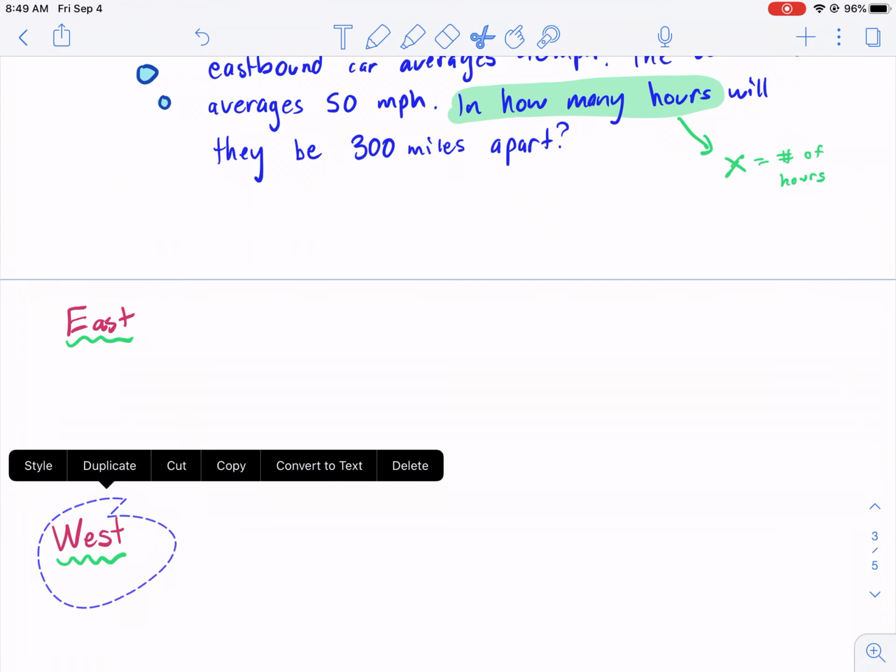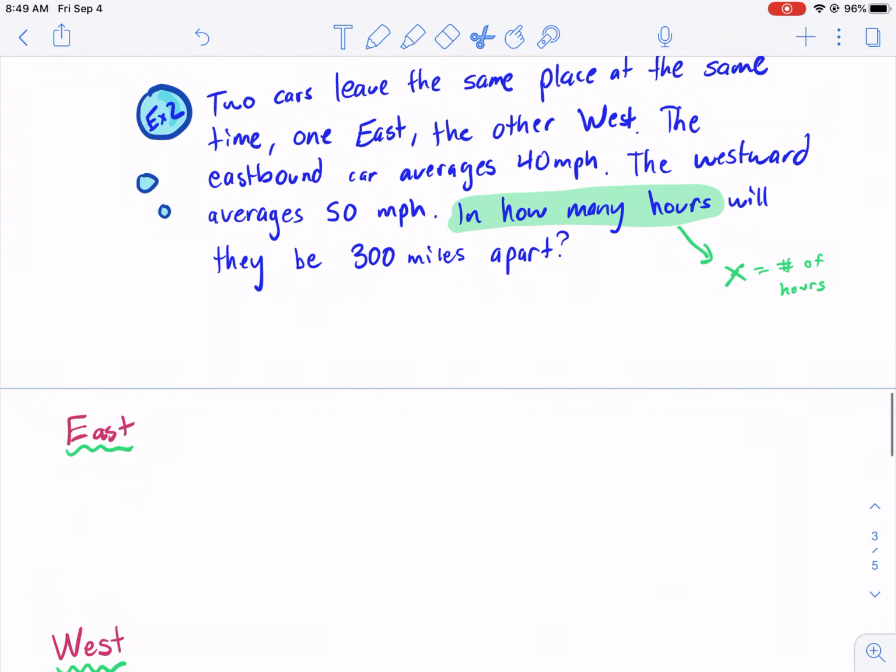So the east car. Now let's break this down. Before we get into the equation, let me just say there's multiple ways to do this problem. This is one way, and I'm going to break it down into steps so you understand the thought process here. So 1 hour, not hours, 1 hour.